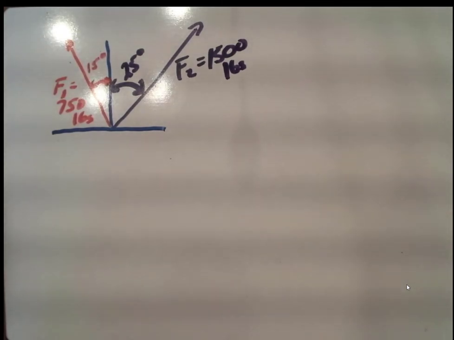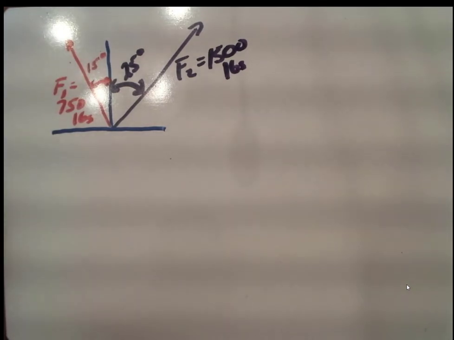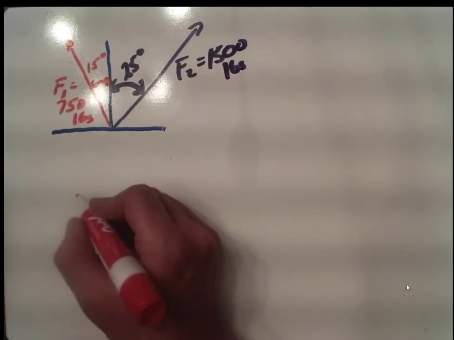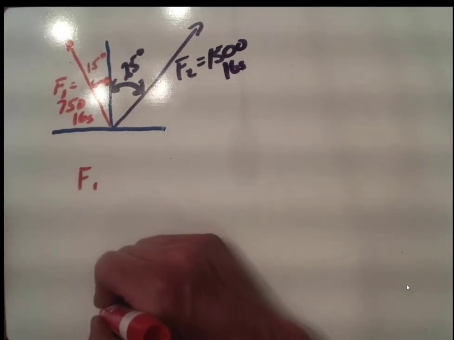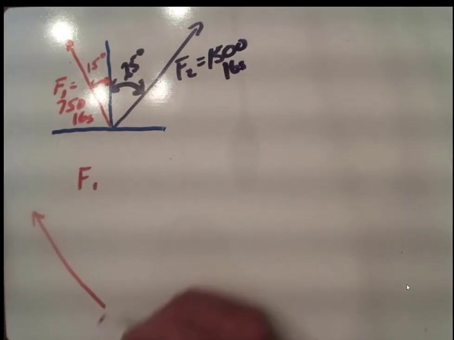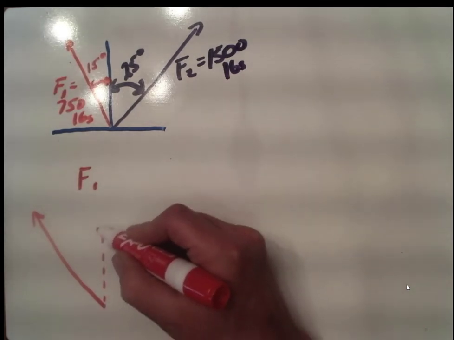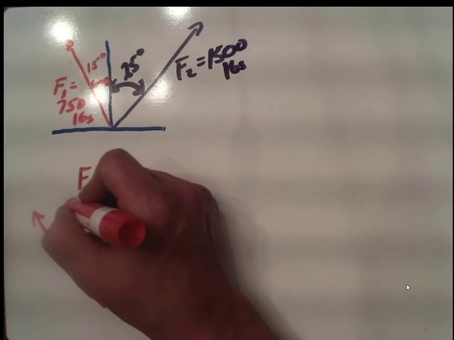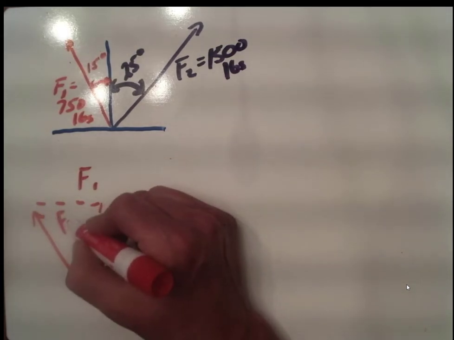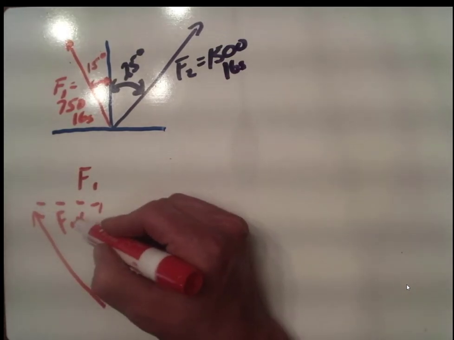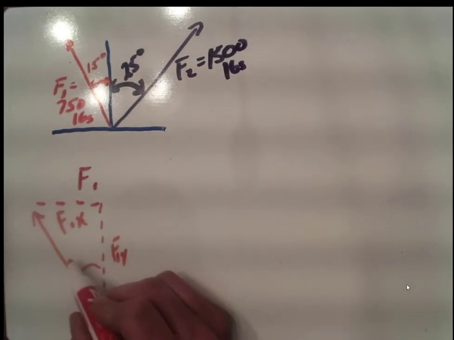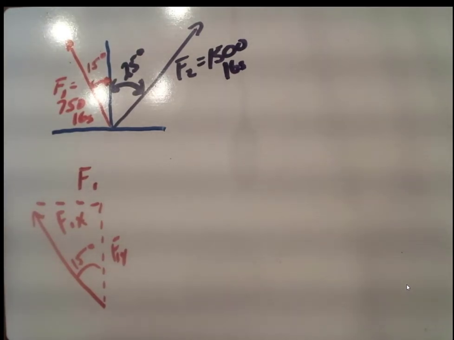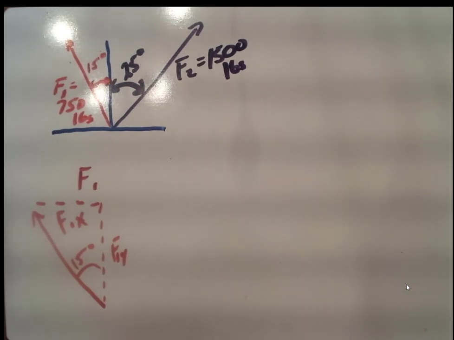Okay, so now that we have those, we can break these forces out and solve for their component forces. If we look at force 1 by itself, force 1 acts off in this way. Force 1 then has a force 1 y component, and it has a force 1 x component, and it's acting 15 degrees out. Now this is where we start to use our trig functions.